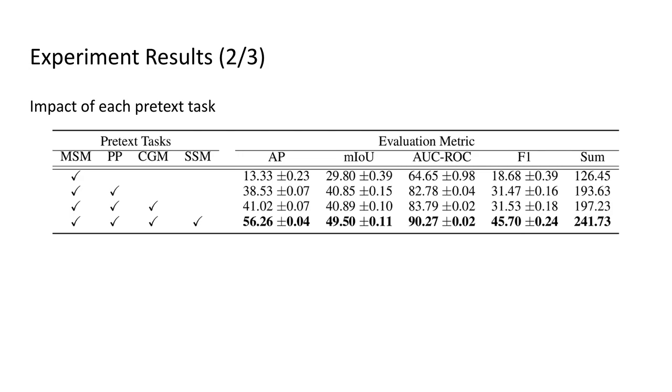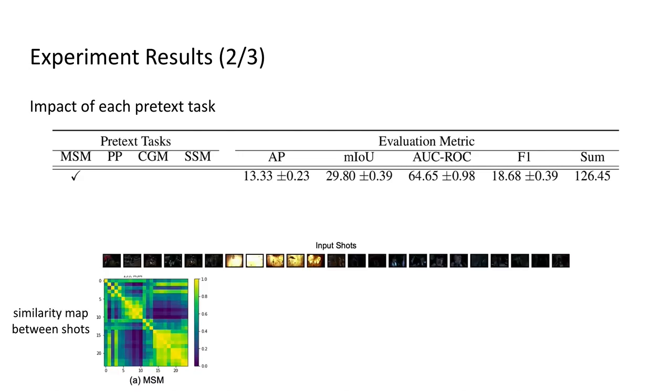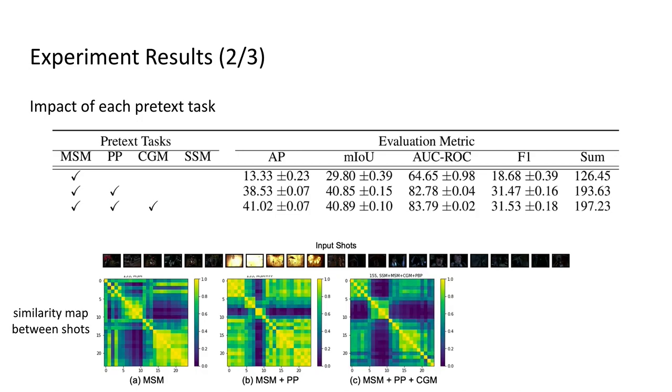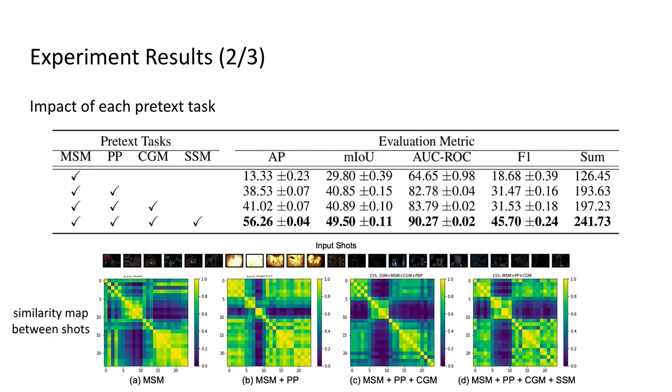As the next experiment, we investigate the impact of each pretext task. Here we can see each pretext task contributes to the performance improvement. We additionally visualize the similarity maps between shots when we include more pretext tasks. When only MSM is used, as expected, clusterings are visible, but similarity around the boundaries is smoothed. This similarity around the boundaries is sharpened thanks to learning the capability of capturing semantic transitions. Then, with an additional CGM, the clusters are more clearly distinguishable through learning coherence between shards. Finally, adding SSM makes the shards within the same cluster more similar to each other by maximizing intra-scene similarity and inter-scene discrimination.